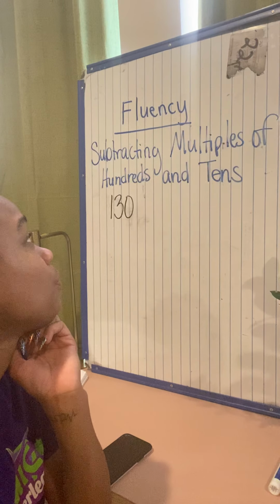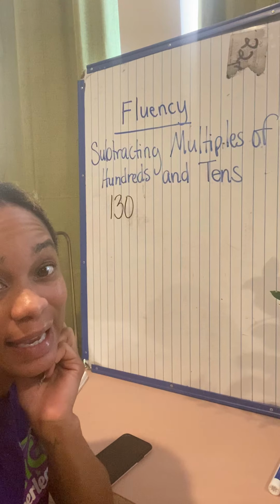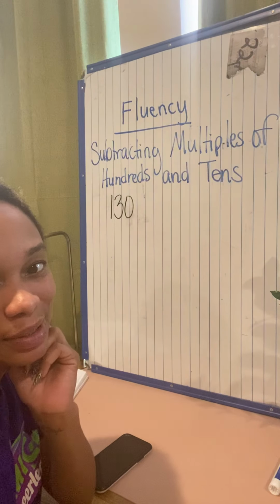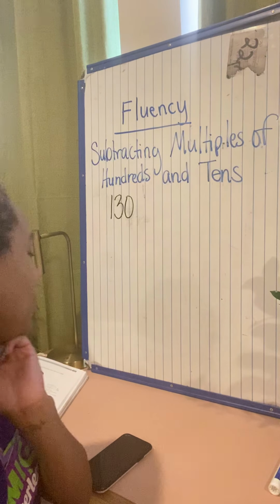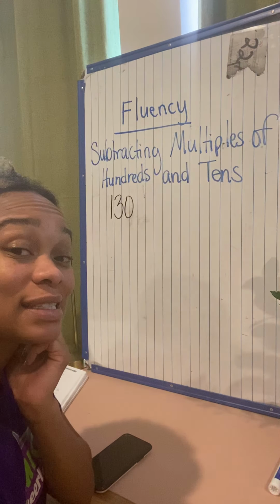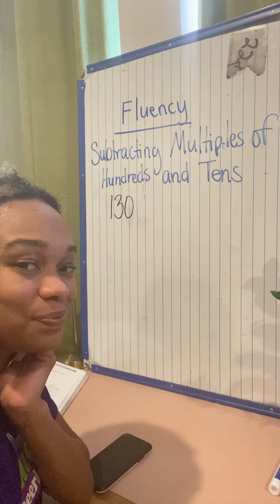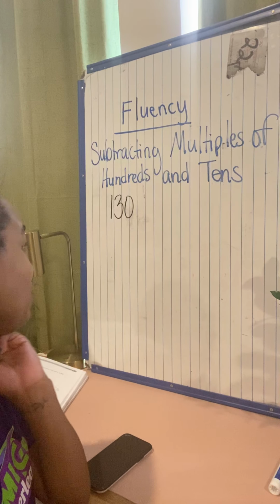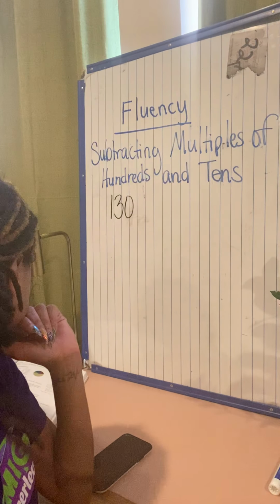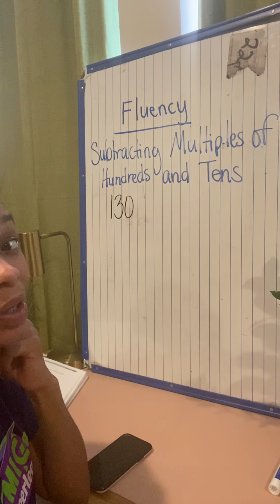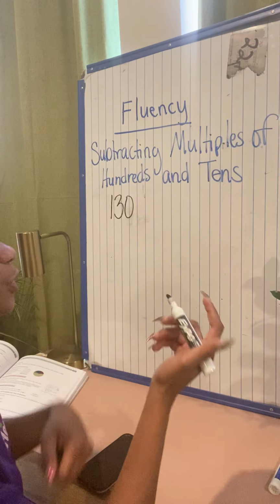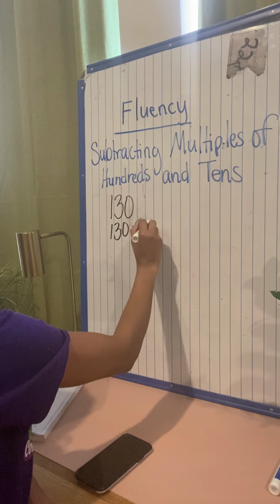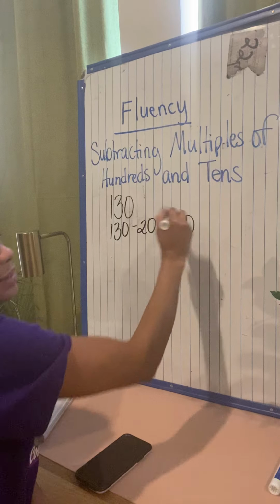So for fluency today, we're going to be subtracting multiples of hundreds and tens. So look at the number that I already have on the board. What number is that? Say that number in standard form out loud. Yep, 130. So what is 2 tens less than 130? Think about what place is changing. Yep, you're absolutely right. 110. Now give me the number sentence for 2 tens less than 130. You should have said 130 minus 20 equals 110.